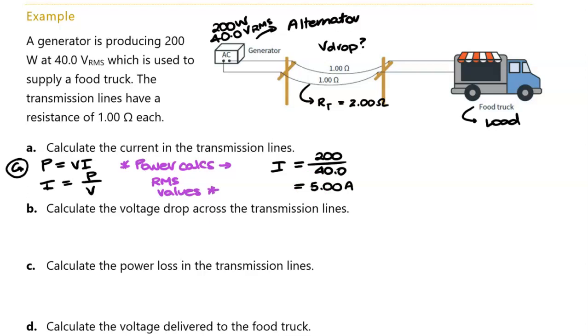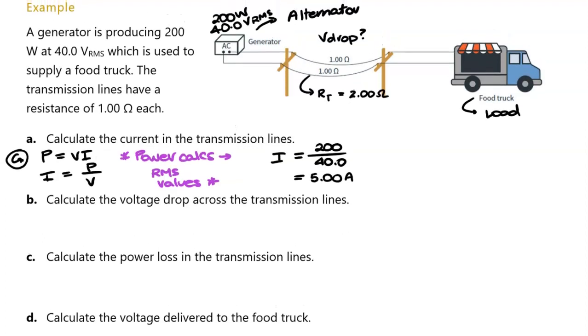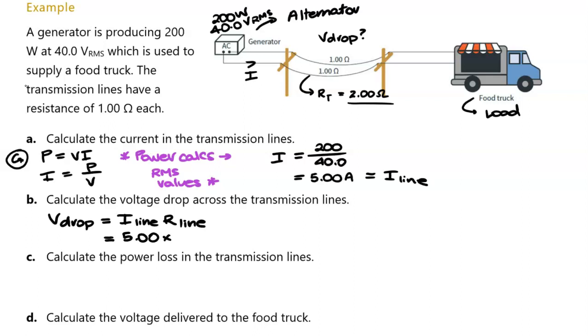Cool. Okay, so we now want to figure out the voltage drop across the transmission lines. Now we know the resistance, we know the current that's provided by this AC, the current in this circuit is going to be the same at all points. There's nothing to change the current. So that means V drop is going to equal I line times R line. So the current in the lines is the same as this, I line. So 5.00 times that resistance, 2.00. So 10.0 to have 3 sig figs at the end.